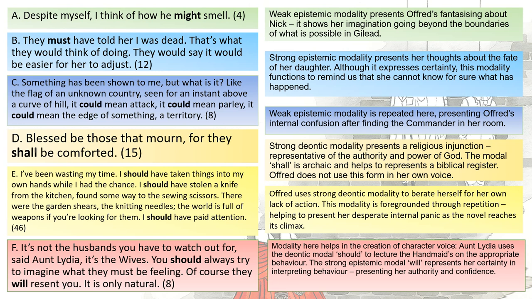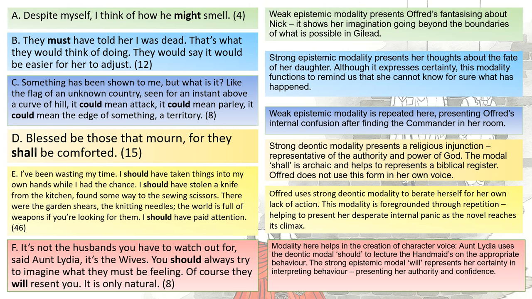For B, we see that Offred is exploring her relationship with her own daughter and using strong epistemic modality to present, I suppose, her certainty about what's happened. And that certainty, I suppose, is her exploring things that are beyond her knowledge and understanding. And this happens to Offred quite frequently, where she perhaps explores and expresses with certainty events that she doesn't necessarily know for sure. And that modality, that use of "they must have," actually functions to remind us that she is expressing certainty about things that she doesn't actually know for sure.